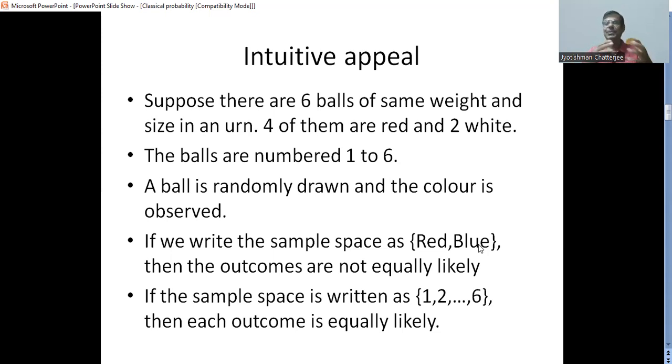So as you see, it may depend on how we write the sample space to determine whether each sample point is equally likely or not.